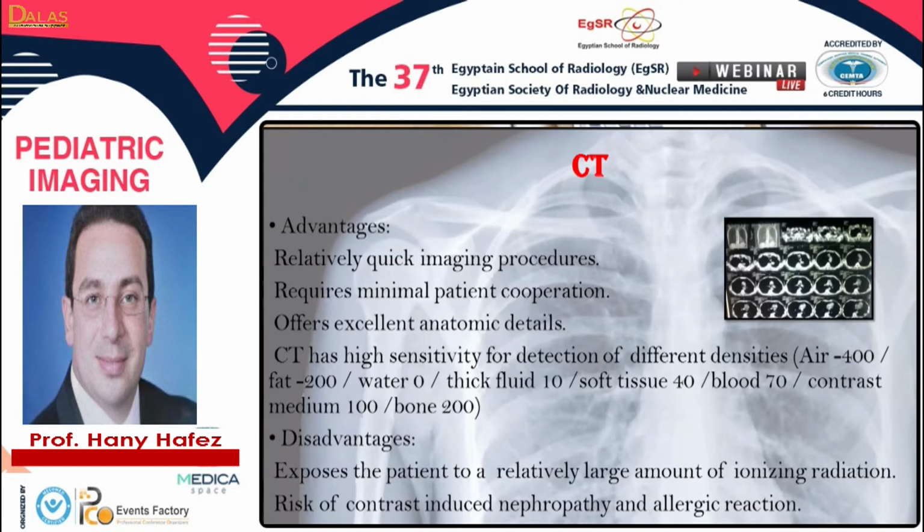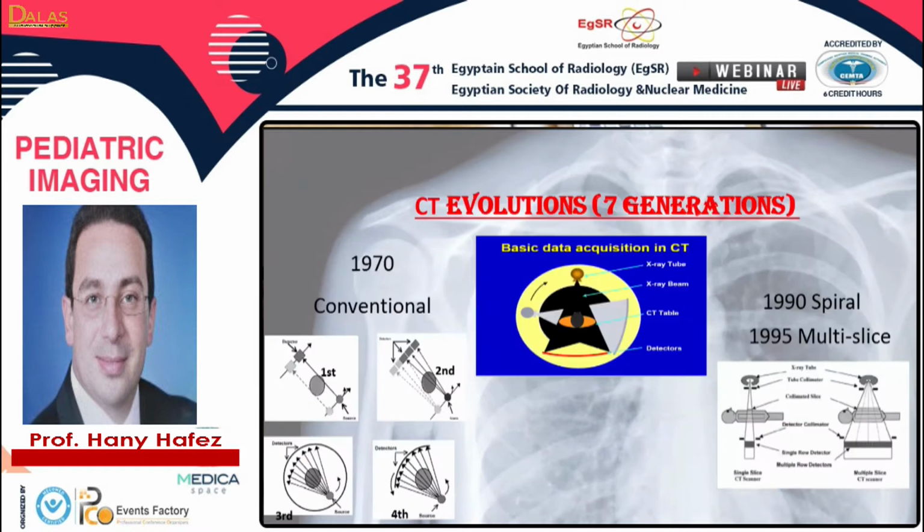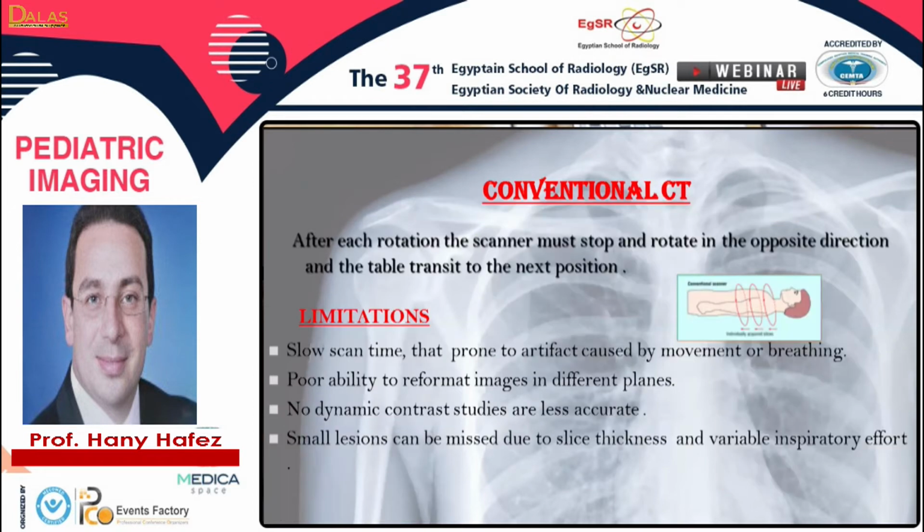CT: the advantage of CT is that it's a relatively quick imaging procedure, requires minimal patient cooperation, and gives excellent anatomical details. The disadvantage is exposure of the patient to a large amount of ionizing radiation. There is a risk of contrast media nephropathy or allergic reaction. Evolution of CT scanning began with conventional CT. After each rotation, the gantry stops and rotates in the opposite direction. The limitations are slow scan time, poor ability to reformat images, and no dynamic contrast studies. Small lesions could be missed.